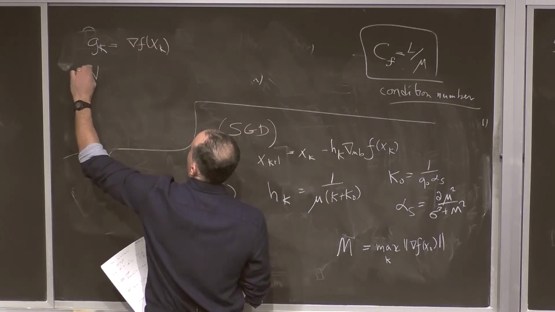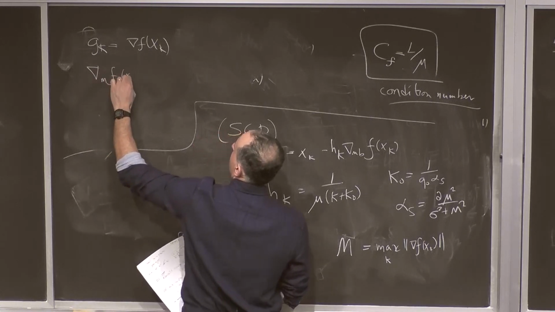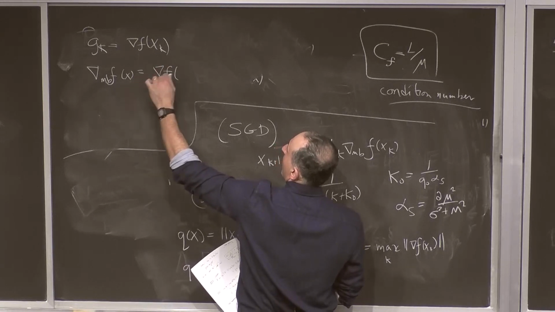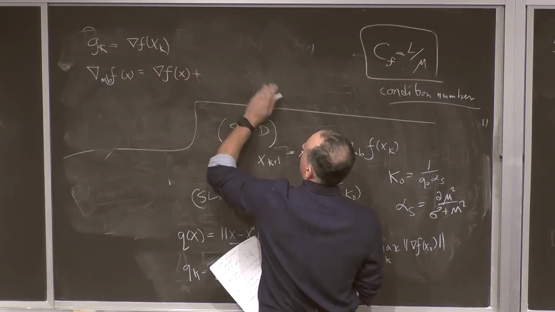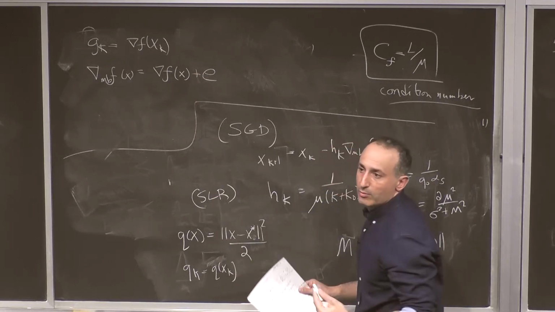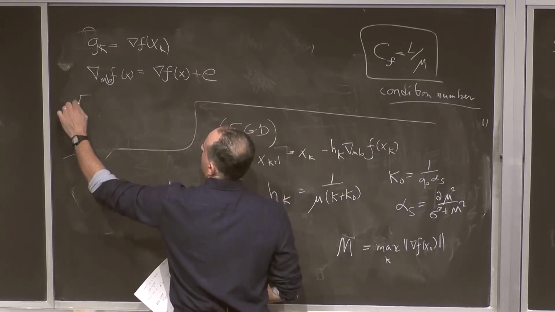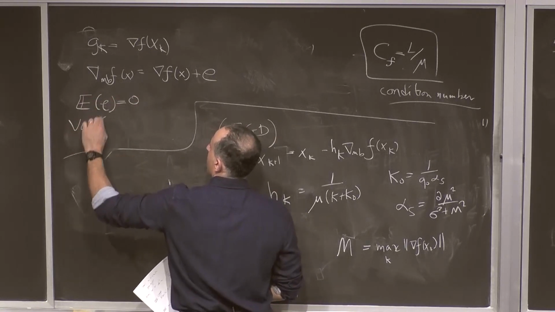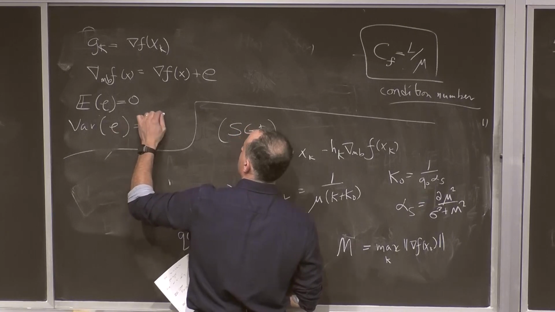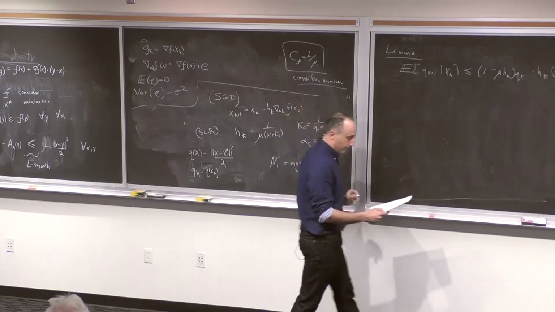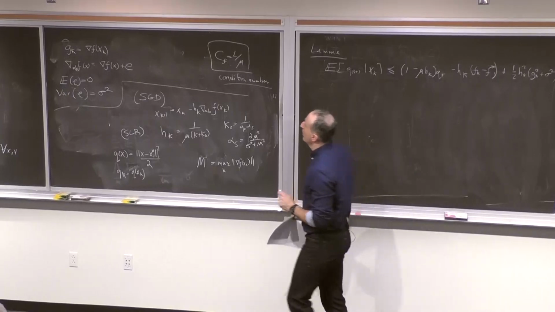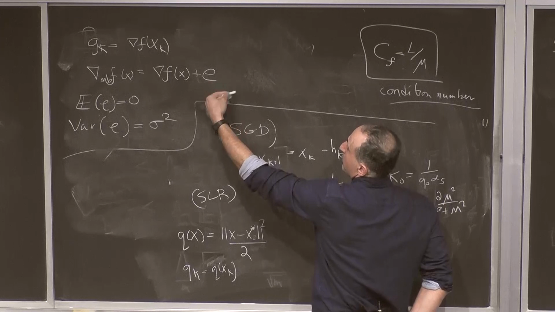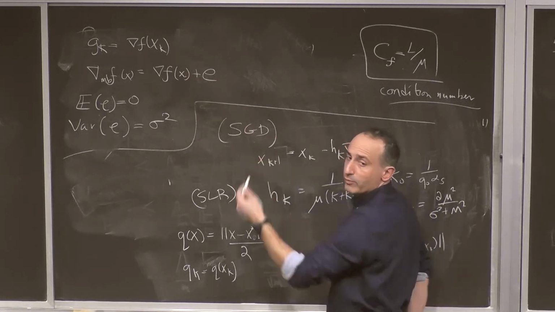And remember that the mini-batch gradient of f at x is equal to grad f at x plus some random thing. That could be random, but the point is that the expectation of E is 0, and the variance of E is sigma squared. This will be applied at xk, and then there'll be an E, which could be a function of x, but also of randomness.